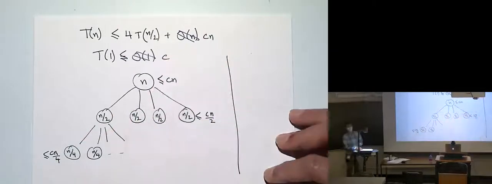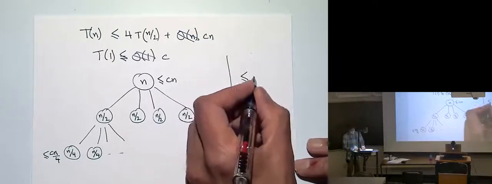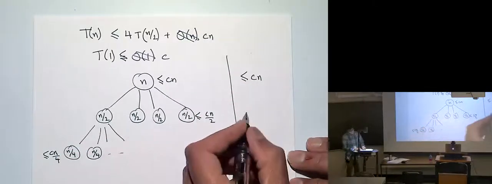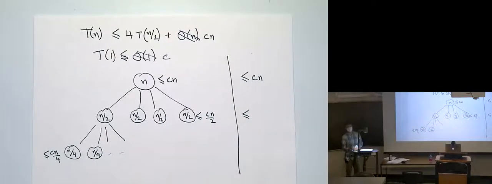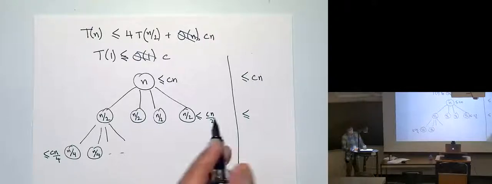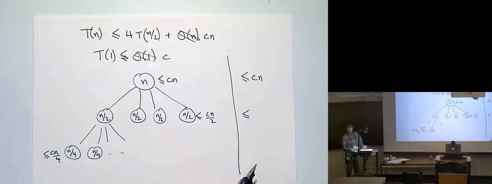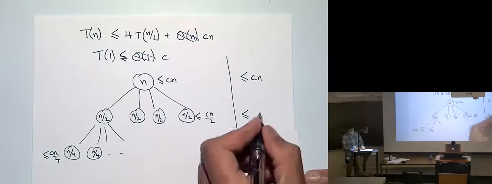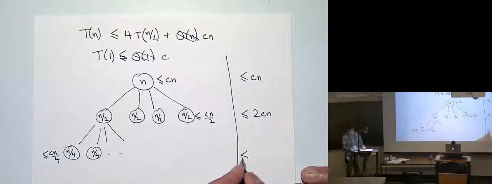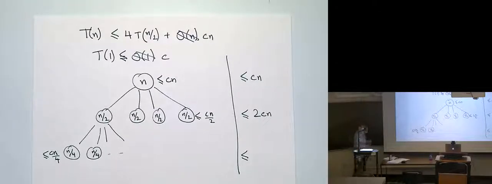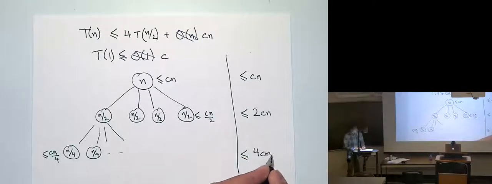Okay, let's do the total work per each level. At most c times n. How much over here? Add this up over all of the levels. How much? 2cn. How much over here? 4cn, right? Because it's cn over 4 times the number of nodes, which is 16. 4cn. You see a pattern here?